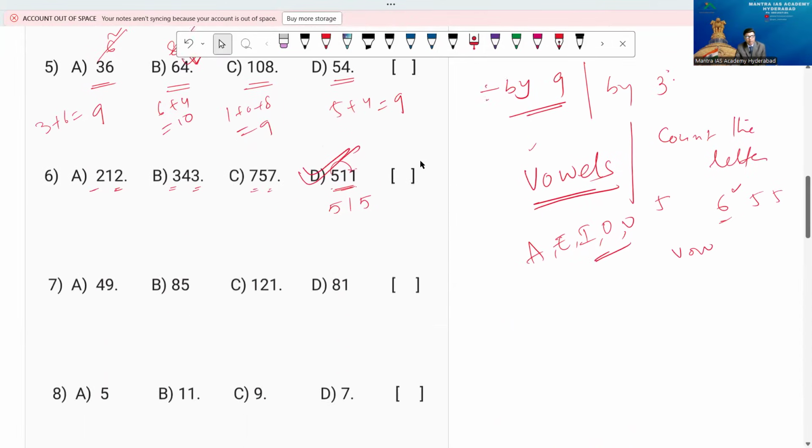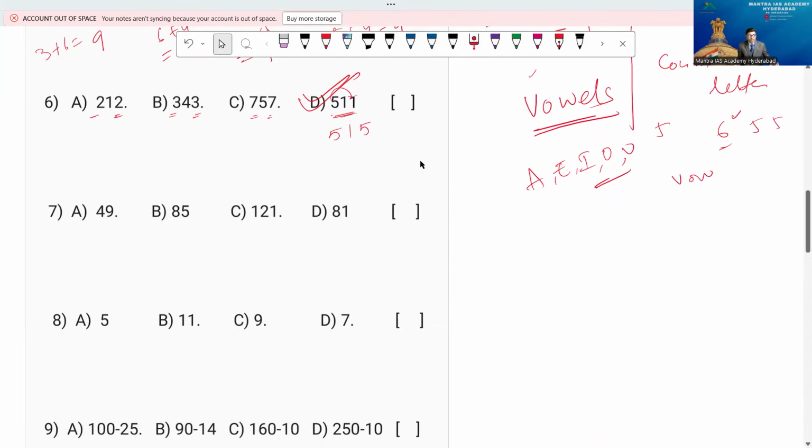Then go to question number 7, my youngsters. 49, 85, 121 and 81. By looking at the question directly, you can get the answer. No need of going for secondary application. By looking at the question, you can say that's primary logic. It is 7 square, 11 square, 9 square, but 85 is not a square number. So the answer is that. Finish. That's the style of doing.